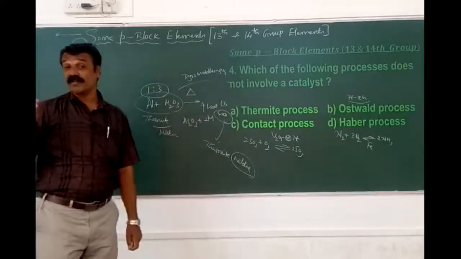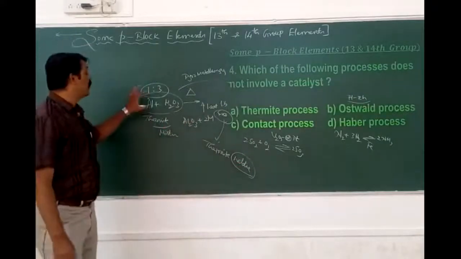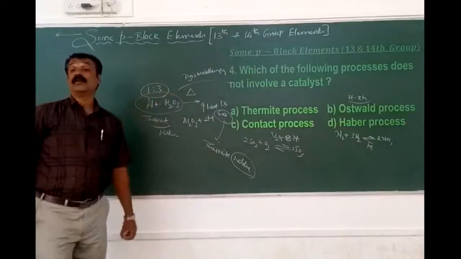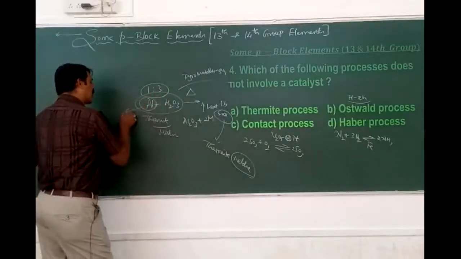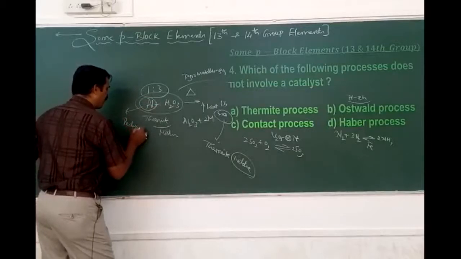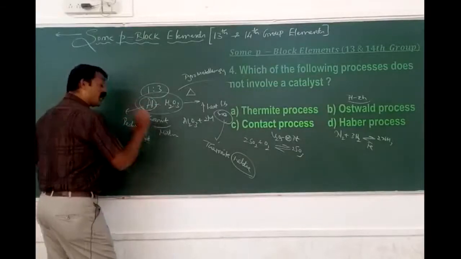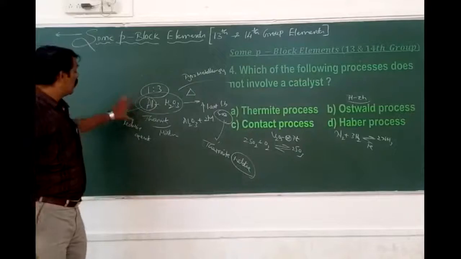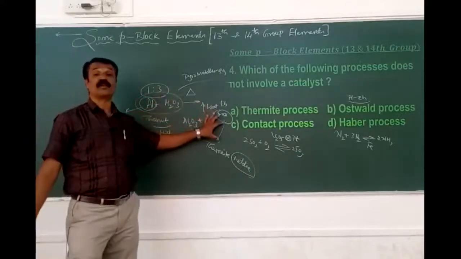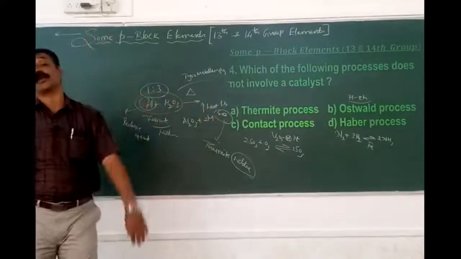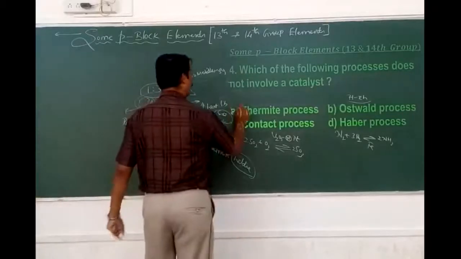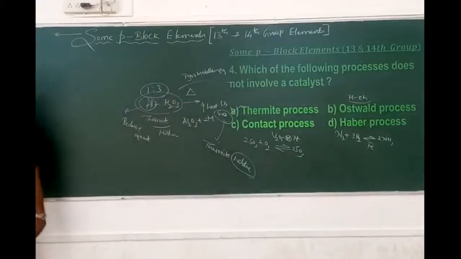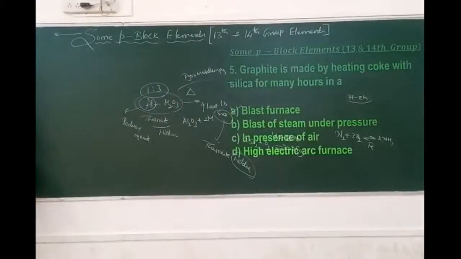Thermite is a 1:3 mixture of which two? The powdered aluminium with the metal oxide that we have chosen. Here aluminium is not acting as a catalyst, but as a reducing agent. Aluminium reduces the metal oxide to the respective metal, in the process called pyrometallurgy. Therefore the fourth answer is A. Let's move on to the fifth one now.